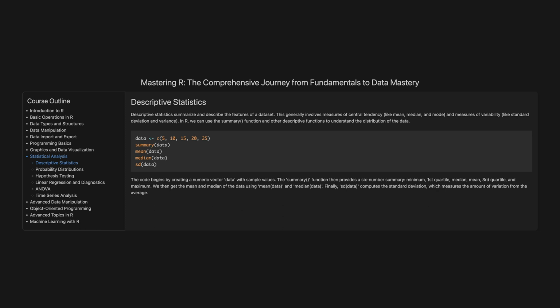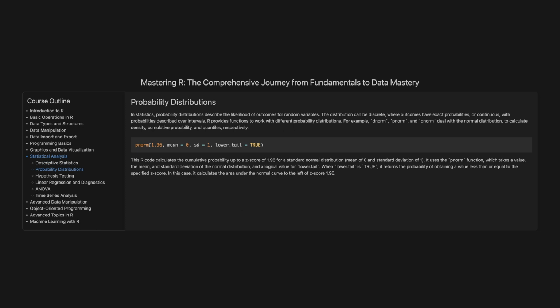The code begins by creating a numeric vector data with sample values. The summary function then provides a 6-number summary: minimum, first quartile, median, mean, third quartile, and maximum. We then get the mean and median of the data using mean(data) and median(data). Finally, sd(data) computes the standard deviation, which measures the amount of variation from the average.